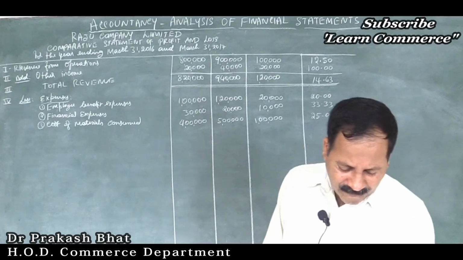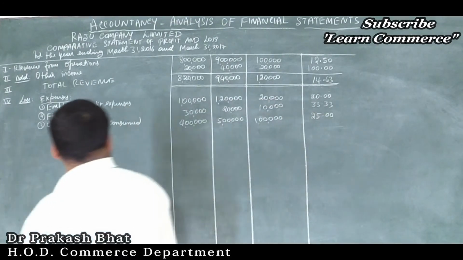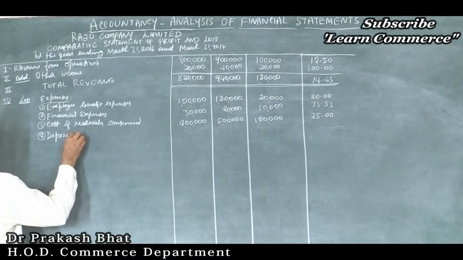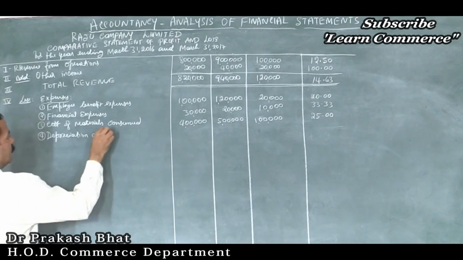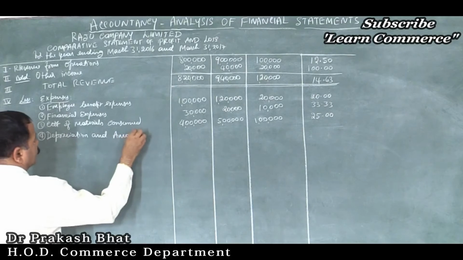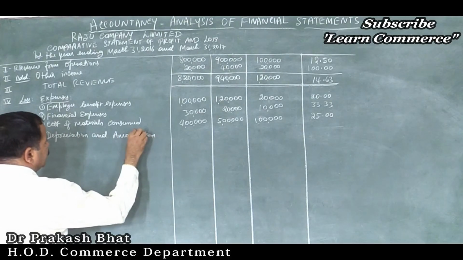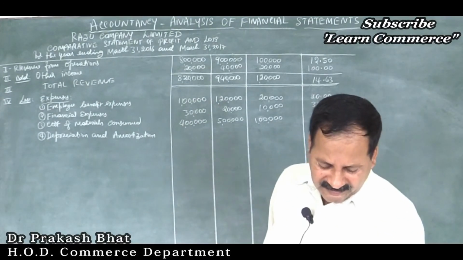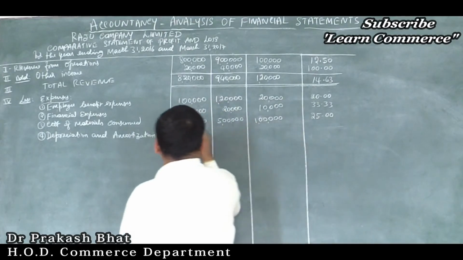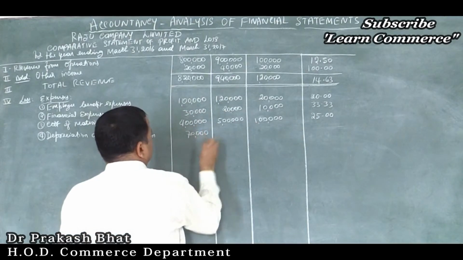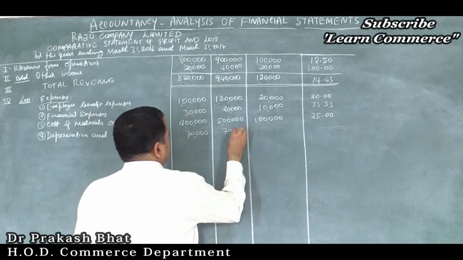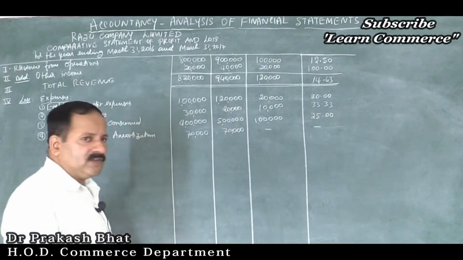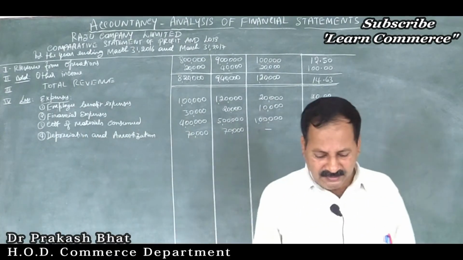Last one is depreciation and amortization. Amortization is not given, but that is the heading actually for that, isn't it? So let us write it. Depreciation and amortization. How much is the amount? 70 and 70. Is there an increase? No. No percentage. Dash. That's all. There is no increase.